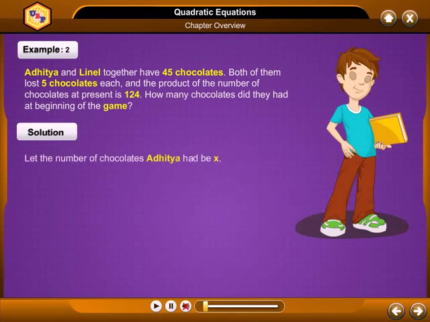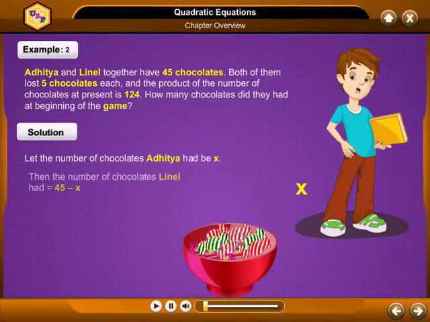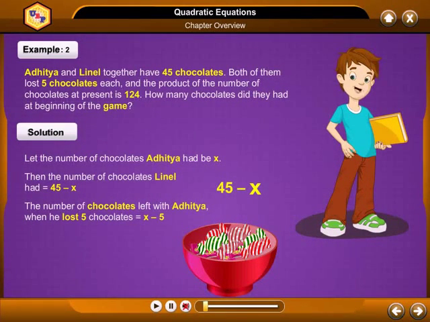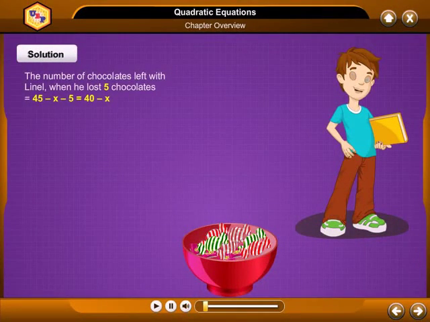Solution: let the number of chocolates Aditya had be x. Then the number of chocolates Linil had is equal to 45 minus x. The number of chocolates left with Aditya when he lost 5 chocolates is equal to x minus 5. The number of chocolates left with Linil when he lost 5 chocolates is equal to 45 minus x minus 5, equal to 40 minus x.